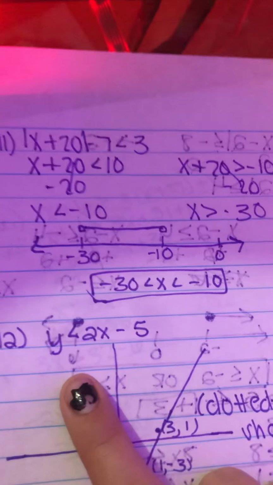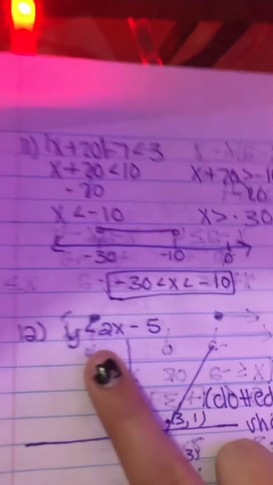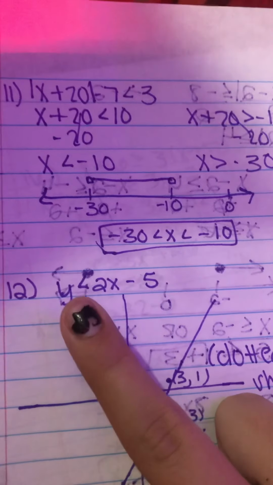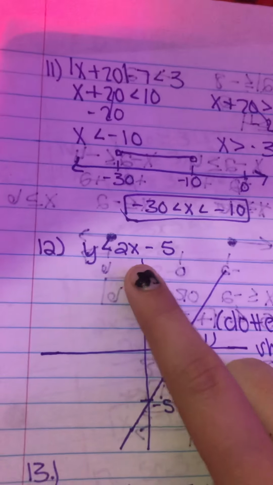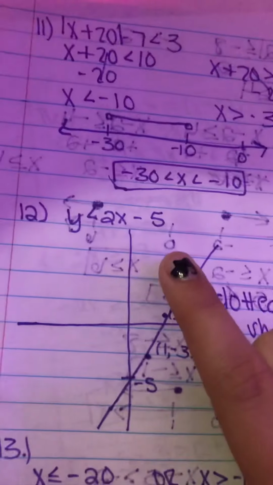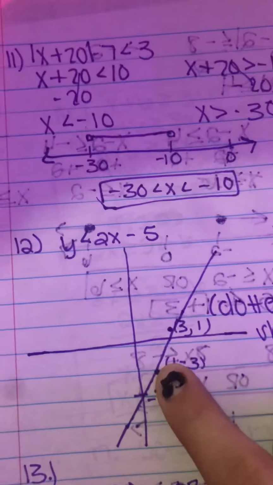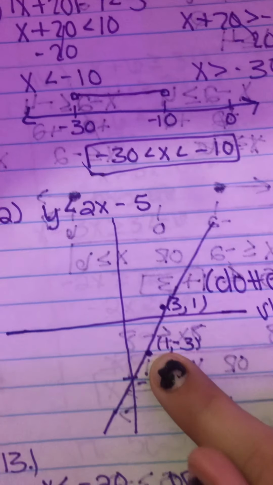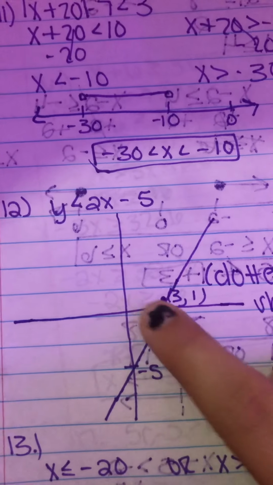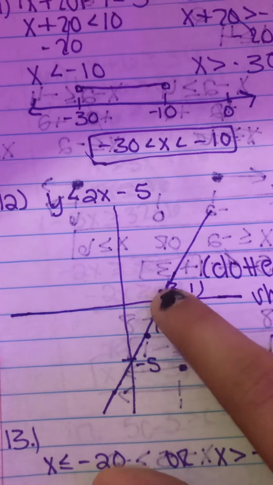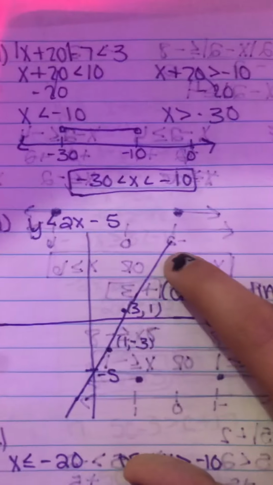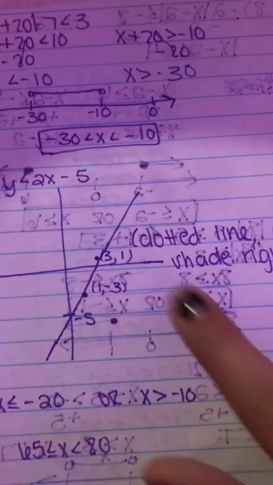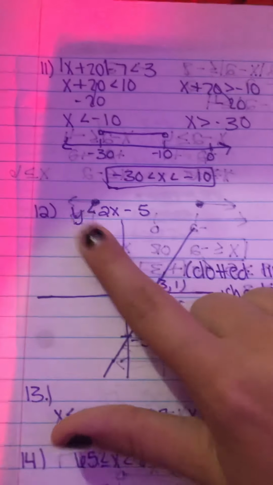Then for 12, it was to graph this, so it was y is less than -2, x minus 5. So I went and I did -5, and then the slope up 2 over 1. So the second coordinate would be 1, -3, and then 3, 1. And it'd be a dotted line since it's like this, and then shade to the right since it's less than.